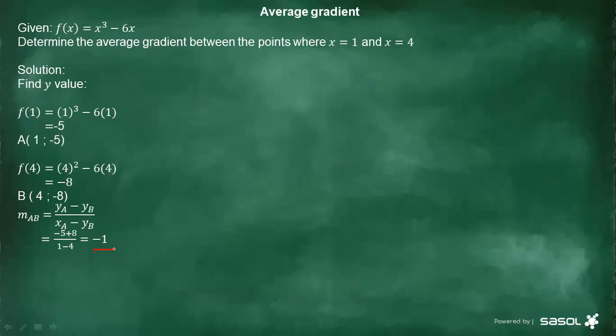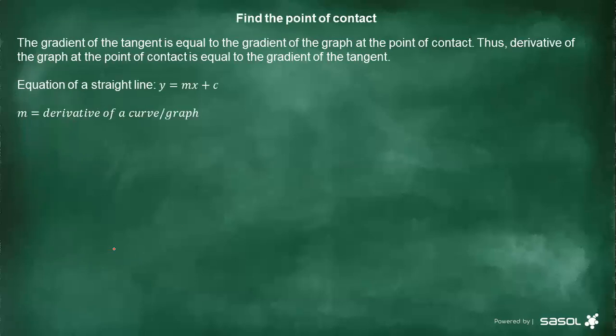-1. It's -1. Now find the point of contact, where the two graphs meet. Now it says the gradient of a tangent is equal to the gradient of a graph at the point of contact. Thus, the derivative of the graph at the point of contact is equal to the gradient of a tangent.